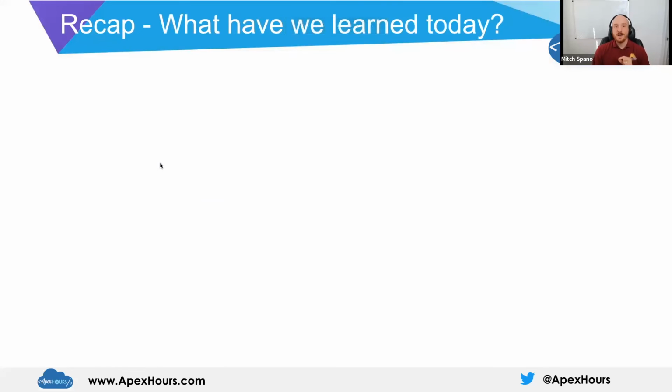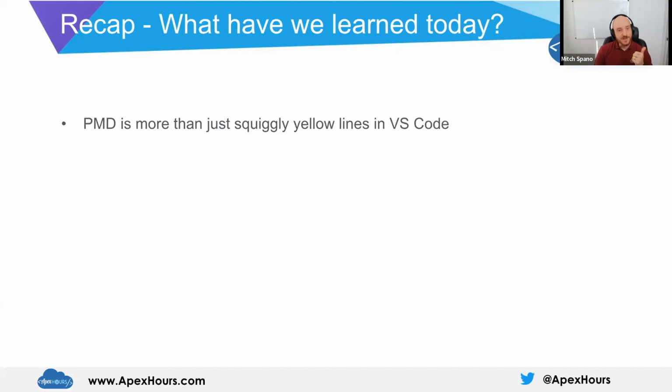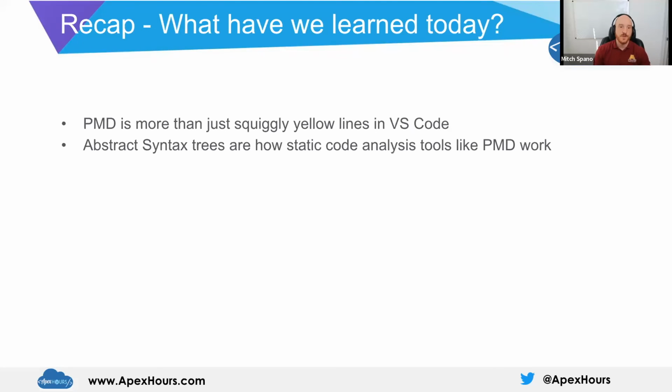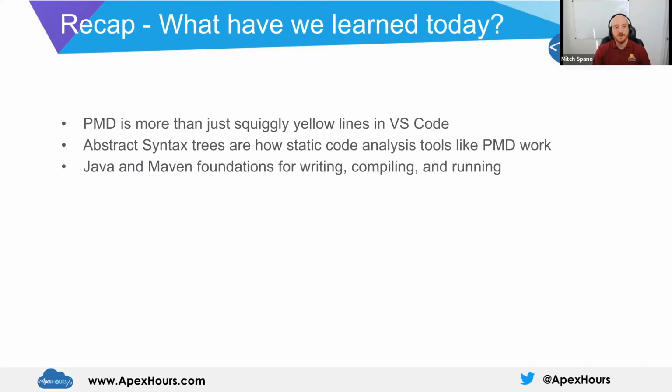All right, what have we learned today? PMD is way more than just yellow squiggly lines in Visual Studio Code. PMD is a really cool engine that you can use if you invest a little bit of time to figure out how you can interact with the abstract syntax tree to define structural rules for the way that Apex is to be written in your organization. Abstract syntax trees are the mechanisms for how static code analysis tools like PMD actually operate and execute.